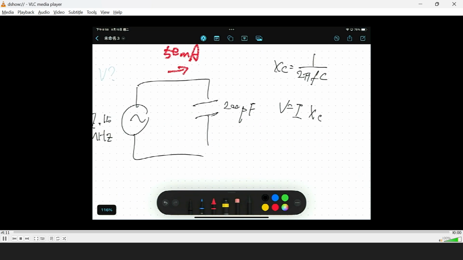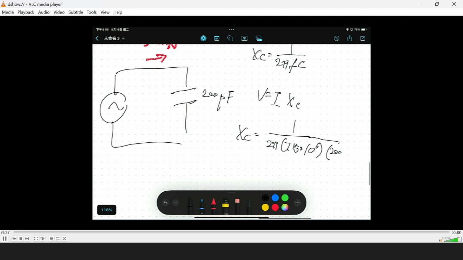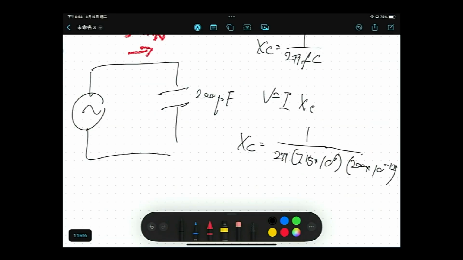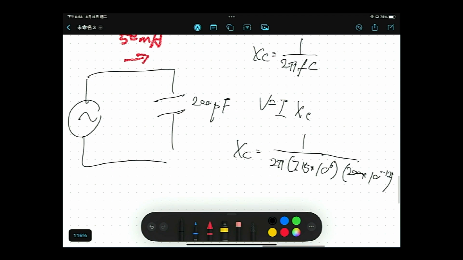Okay, so we deal with the Xc first. Xc equals 2 pi, f is 7.15 times 10 to the power 6, and C is 200 times 10 to the power negative 12. So in capacitance, you always meet units like micro, nano, and pico. So you have to memorize the SI units, because they may not give you this kind of notation so that you can easily calculate, but they will just directly give you pF.